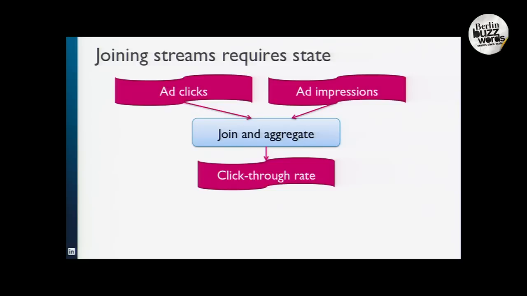So you've got events coming in saying, oh, I had an ad impression, i.e. somebody loaded a page with an ad on it. And on the other side, you've got ad clicks, which is every time somebody clicked on an ad. So if you want to know the click-through rate, you need both of those numbers. You need to know how many times the ad was shown and which of those times it was clicked on. So a join here needs to happen.